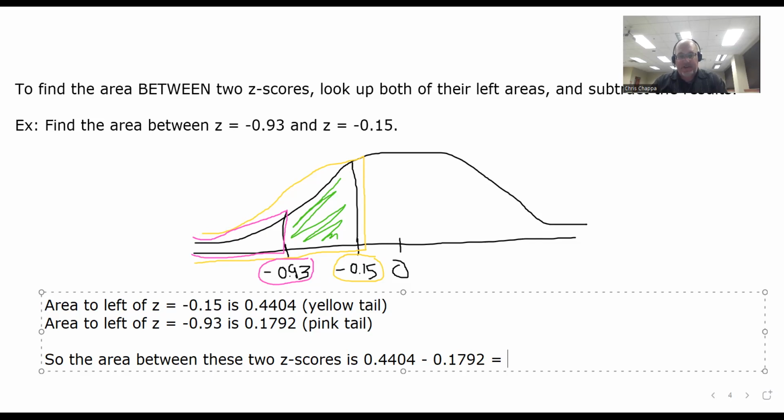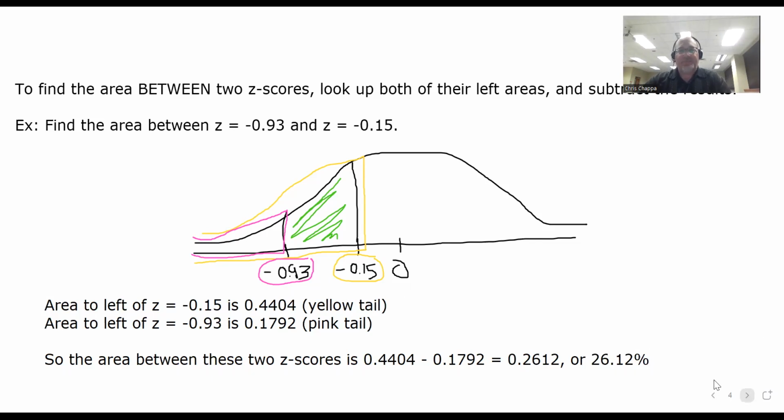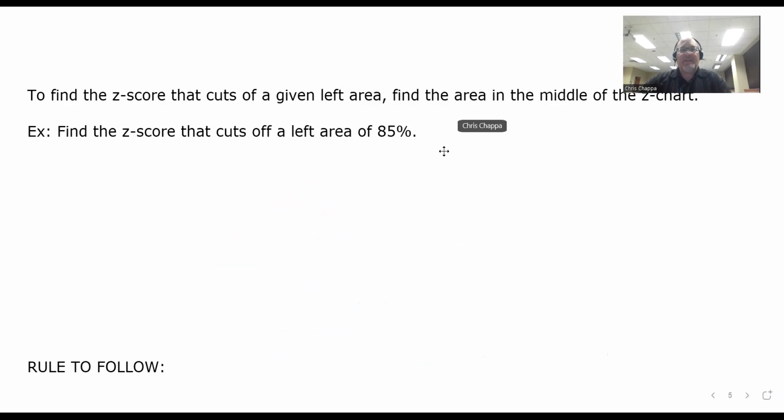4404 minus 1762, 0.2642, or 26.42%, if you will. So to find the area between two z-scores, look up both of their areas and subtract the results. To find the z-score that cuts off a given left area, find the area in the middle of the z-chart. For example, find the z-score that cuts off a left area of 85%.